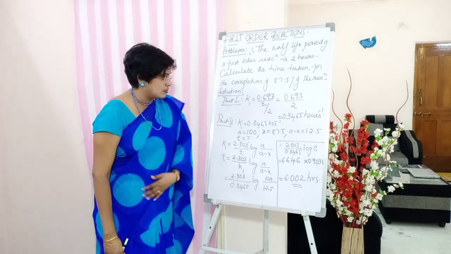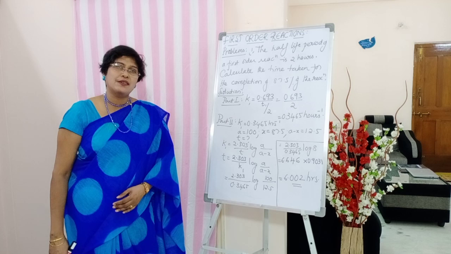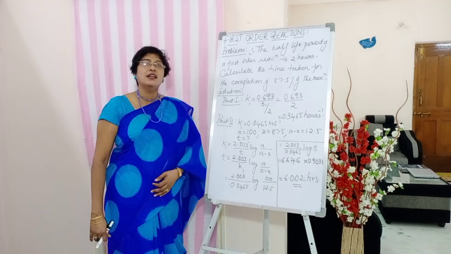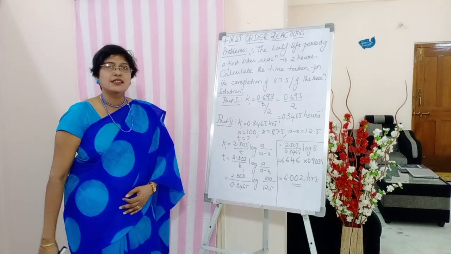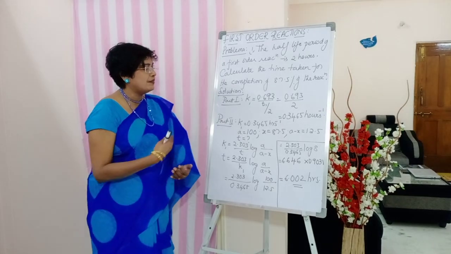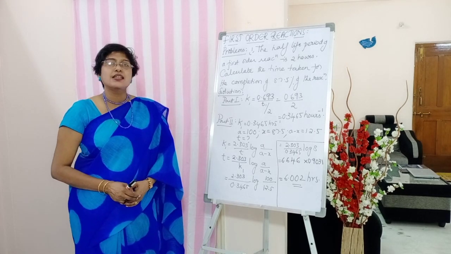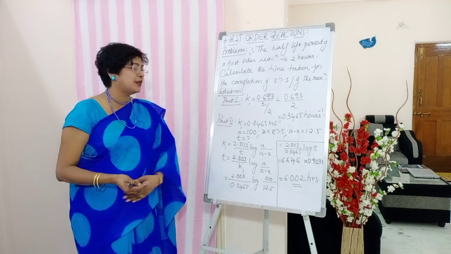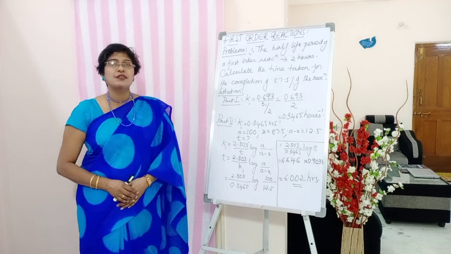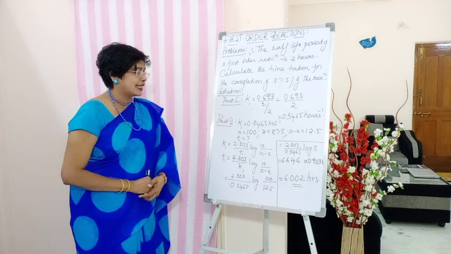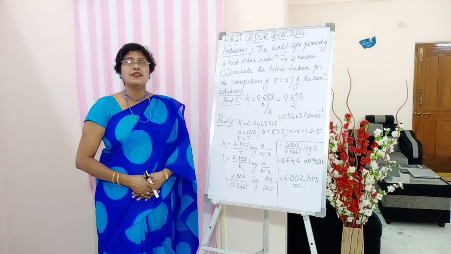So T is equal to 2.303 by 0.3465 into log of 100 by 12.5. 100 by 12.5 is 8, so logarithm of 8. The log 8 value is 0.9031. If we divide 2.303 by 0.3465, we get 6.646 and so on. You can stop here. If you multiply, you get 6.002 hours. Even if you write 6 hours, it will be correct. So this is the way we solve this kind of problem, students.